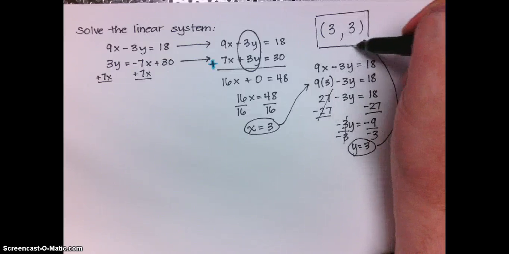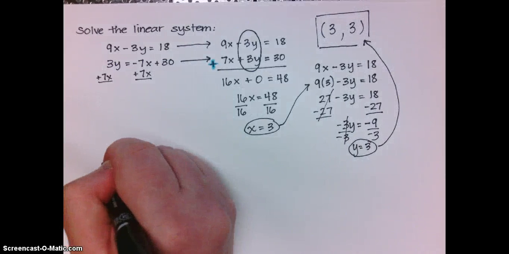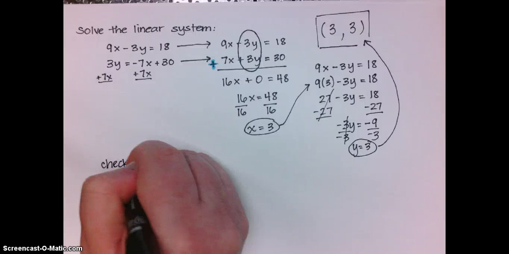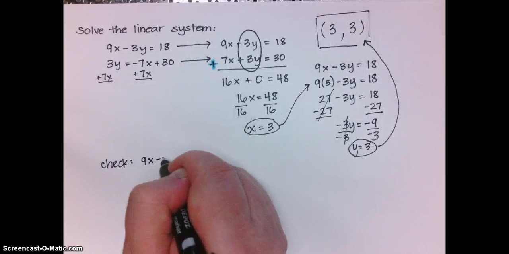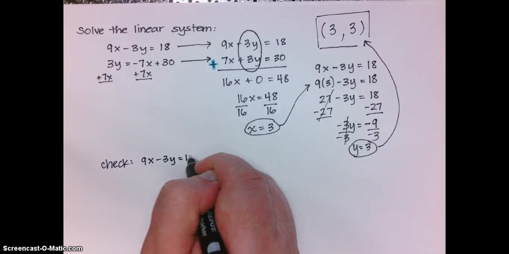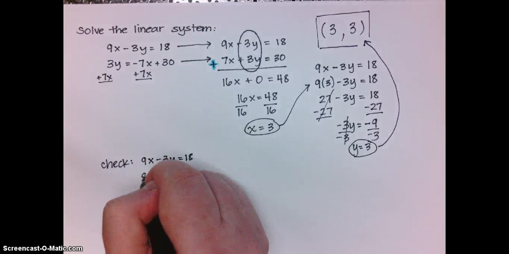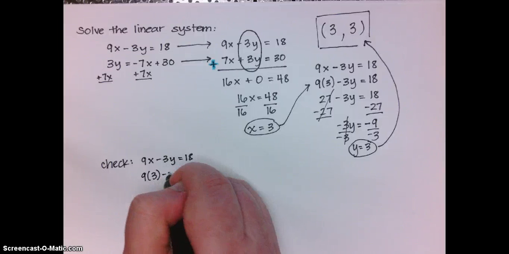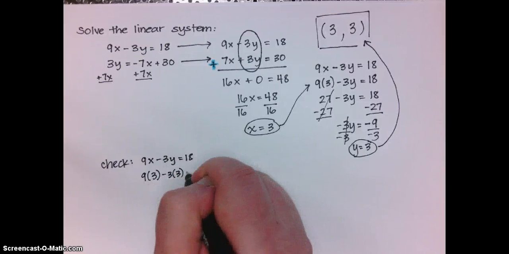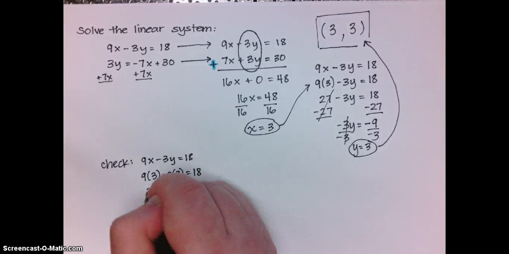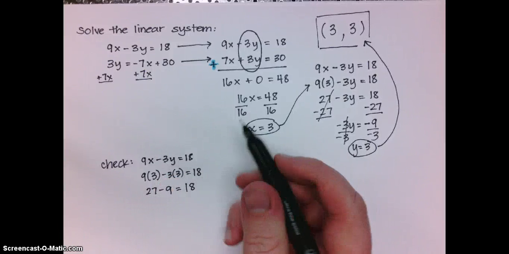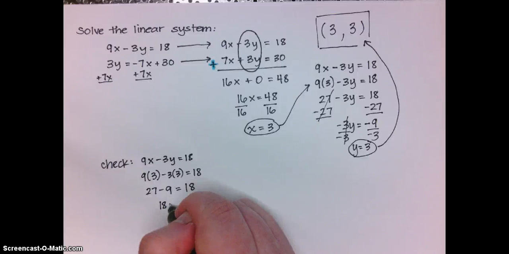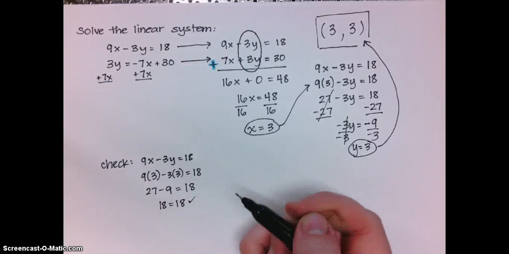I think that I found my solution. So let's do one more check. Plug it in to both of the equations. So 9x minus 3y is equal to 18. Let's see here, 9 times 3 minus 3 times 3. Is that equal to 18? Well, that's 27 minus 9. And 27 minus 9 is 18. It's the same on the left and the right-hand side.